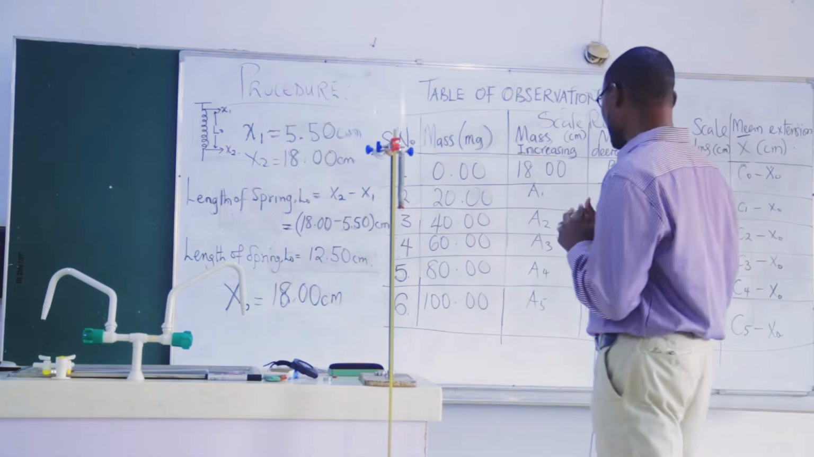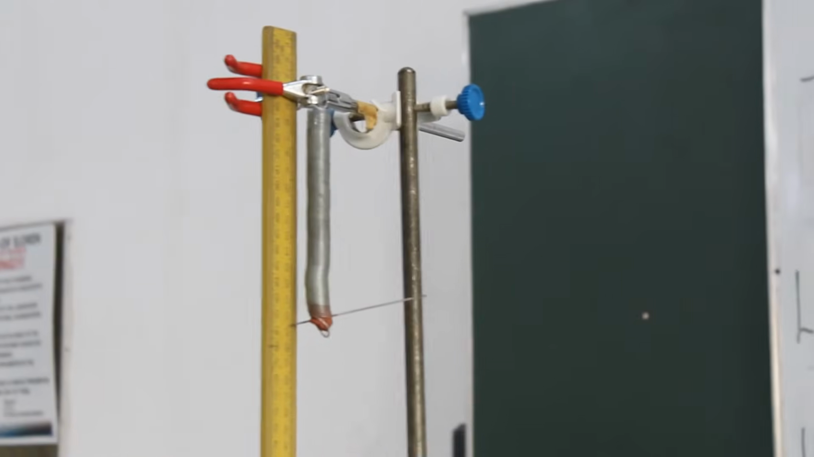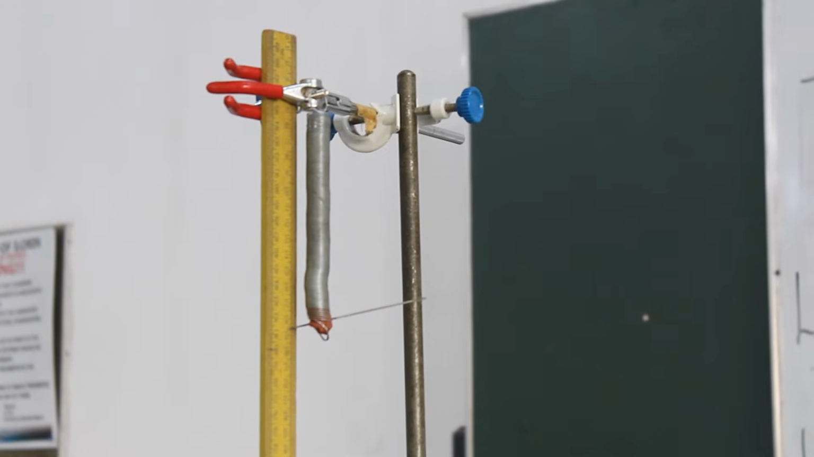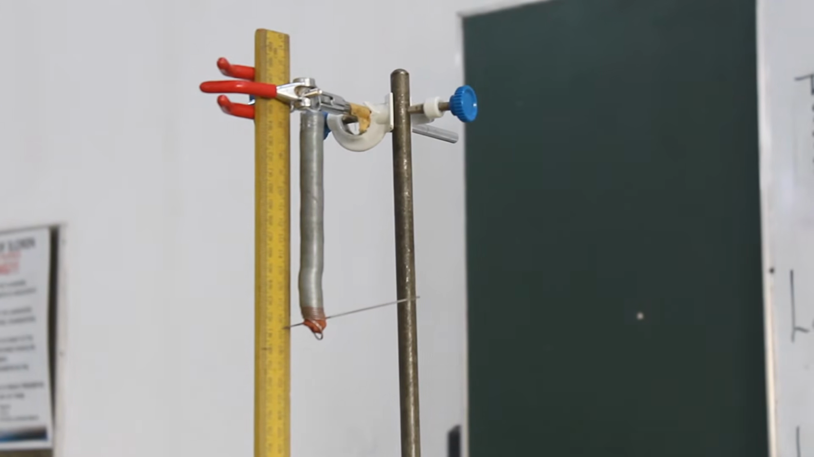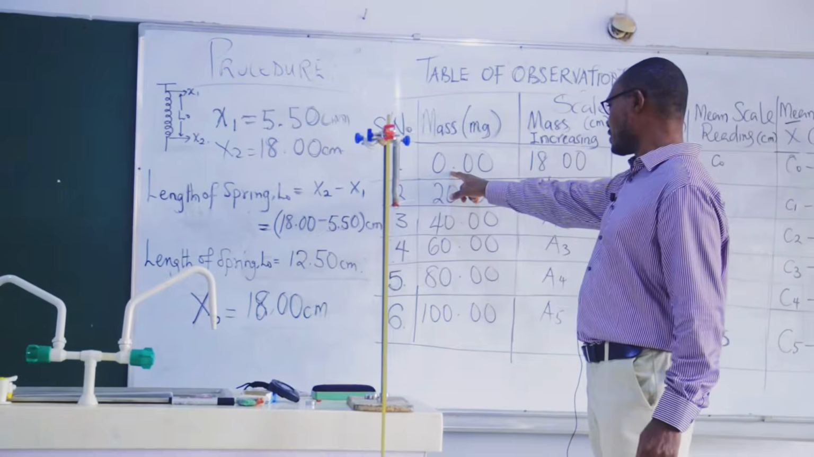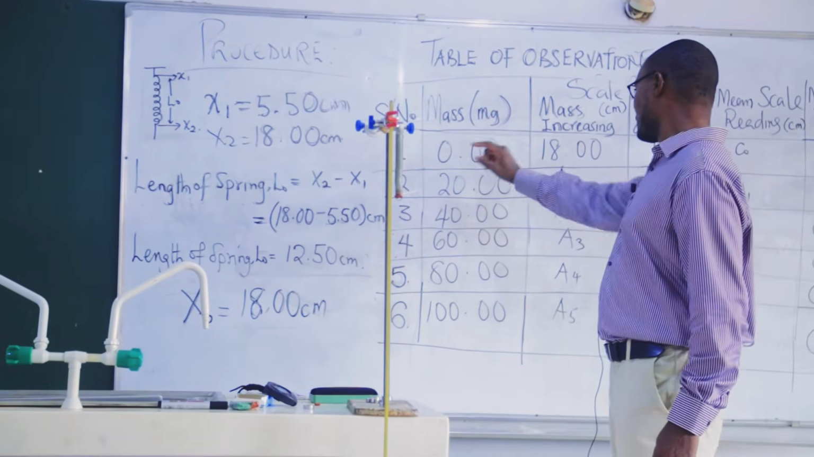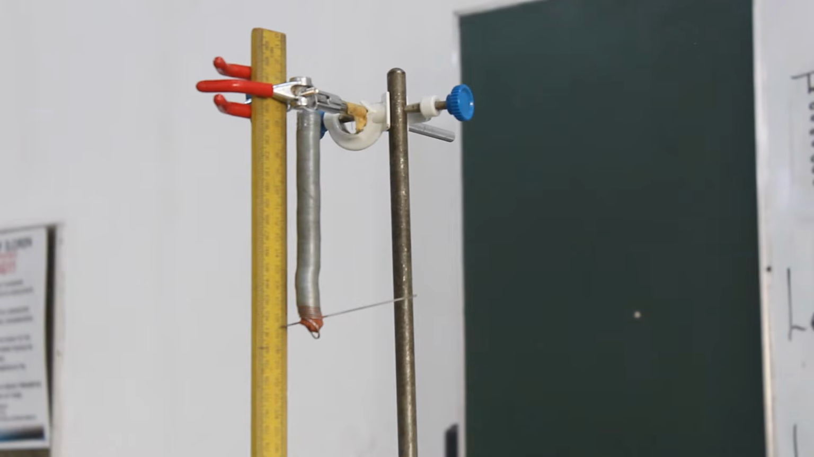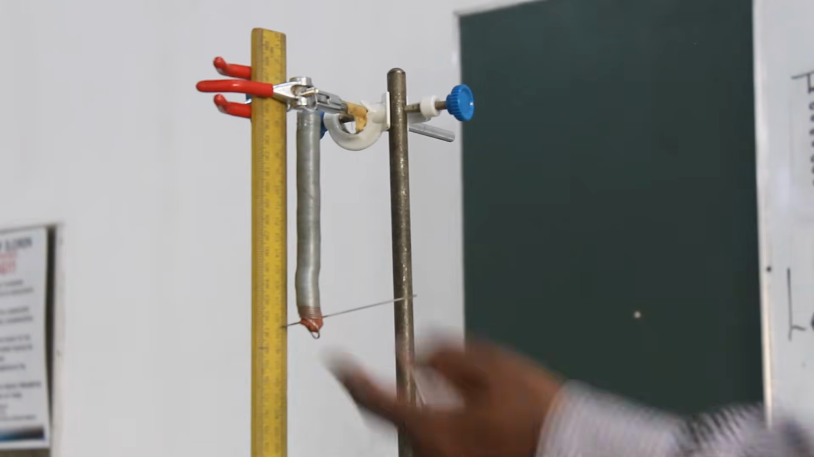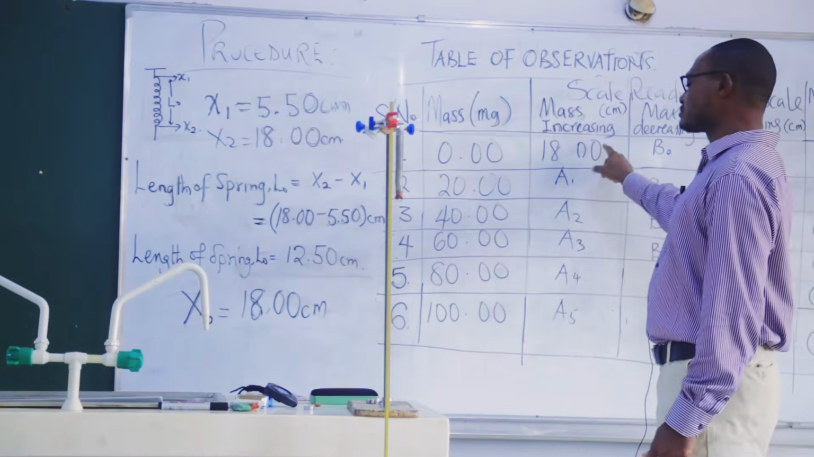So the first reading you have is when no mass is added to the spring. Our reading is now going to be when we have 0 mass, that's 0.0 gram. The corresponding reading we are going to notice is the first reading, which is 18.00 centimeters.